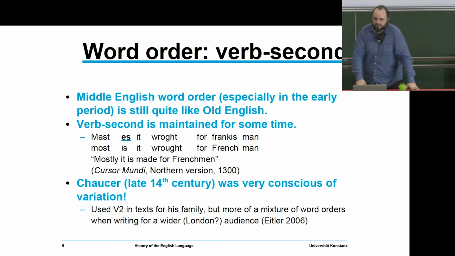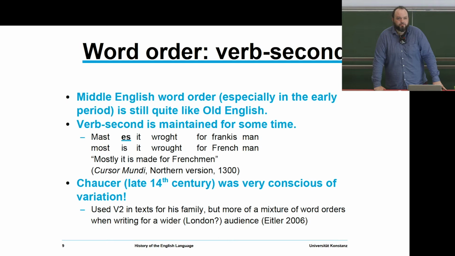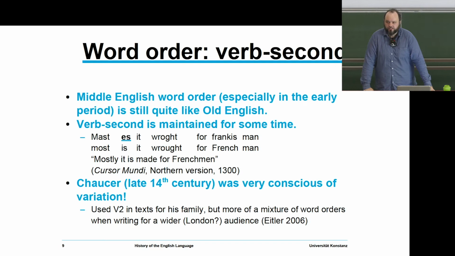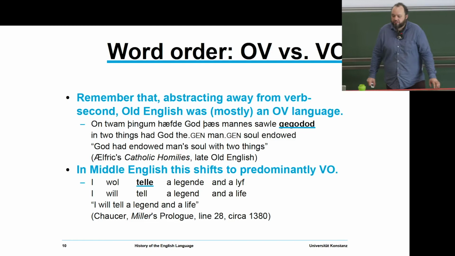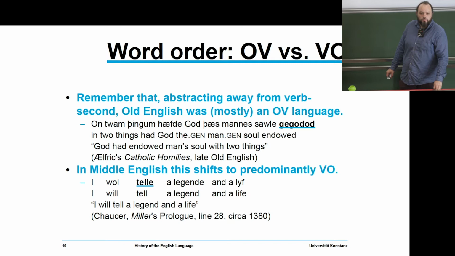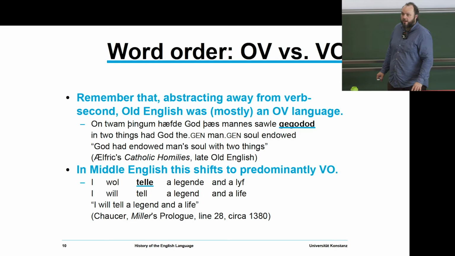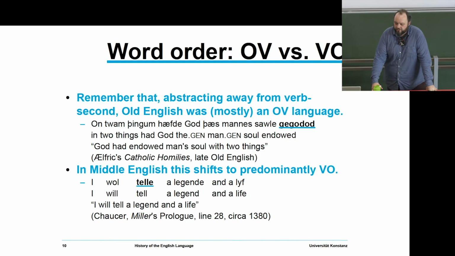Okay, so the word order patterns: verb second is retained until nearly the end of the Middle English period, but by the end it's starting to fade out and we start to find a mixture of other orders, especially the rigid SVO order that we associate with modern English today. Now, there's another factor that we need to take into account, which is the transition from OV to VO. Now, if you remember, when we talk about Old English, verb second only applies to finite verbs, just like it does in modern German. And if you ignore all the finite verbs in main clauses, and if you look at non-finite verbs, and if you look at subordinate clauses, what you find is that Old English is mostly an OV language.